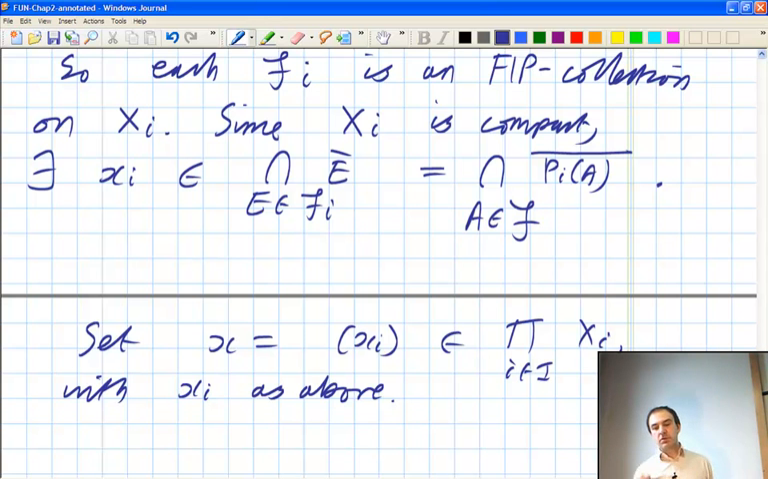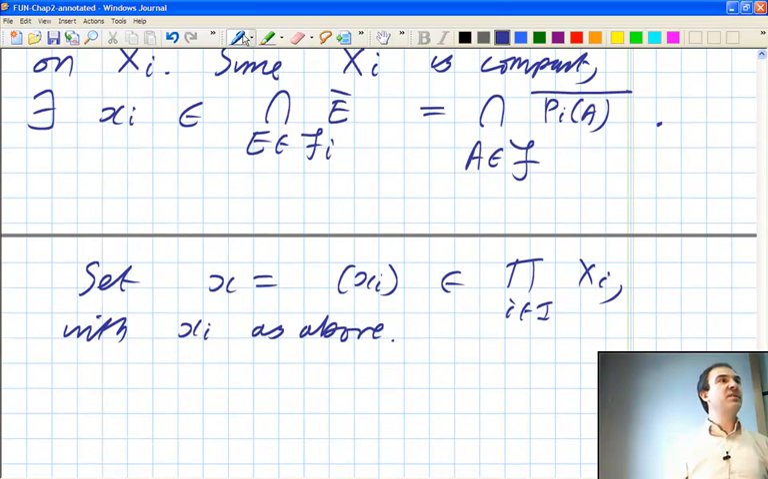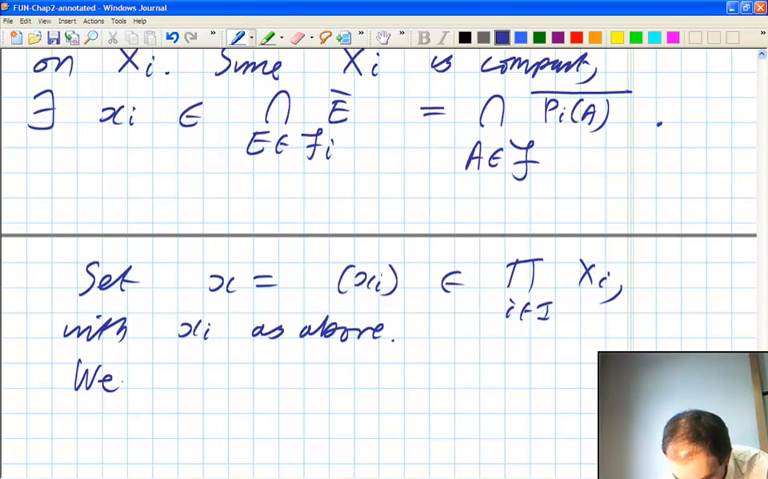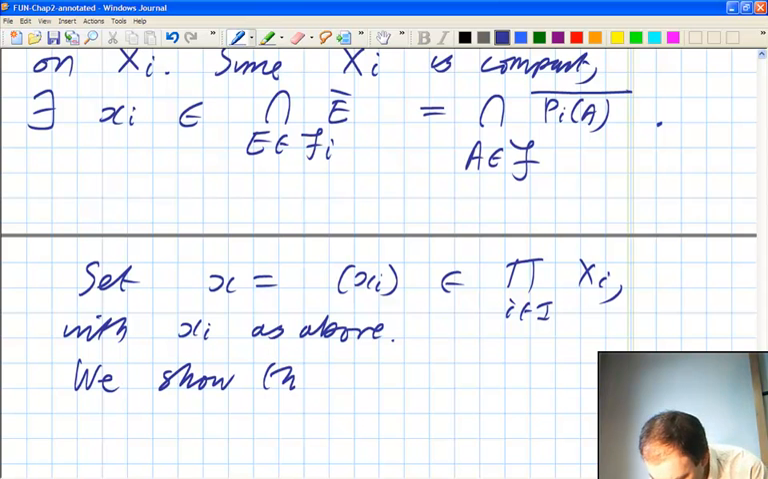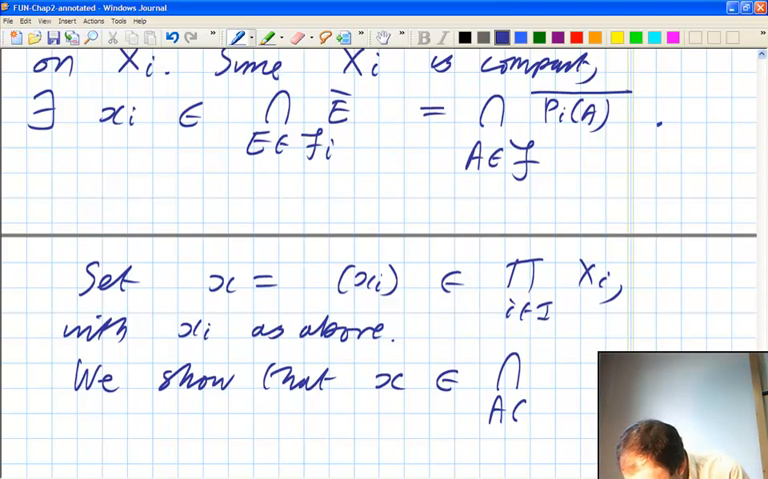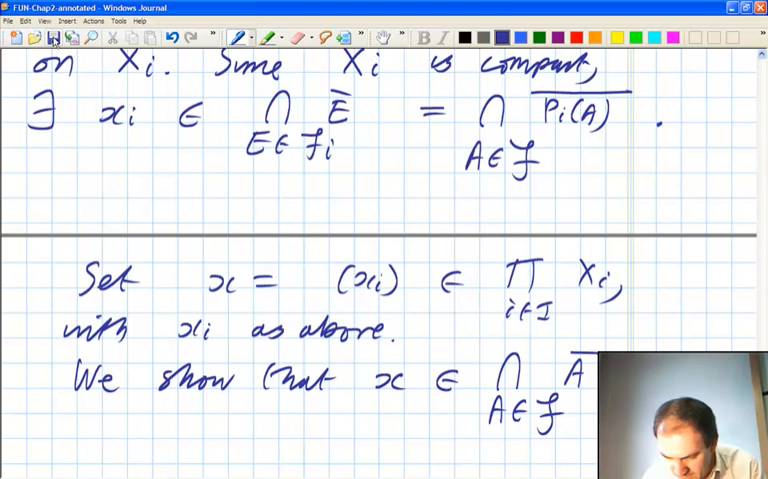Now, it's not at all obvious that x is where we want it to be. And that's what we have to prove, and that's using the properties of ultrafilters. So we show that x is in the intersection over all A in the ultrafilter F of A closure. It's plausible because its coordinates are in the right sort of place. Its coordinates, each xi, is in the right sort of intersection, and so it seems hopeful.